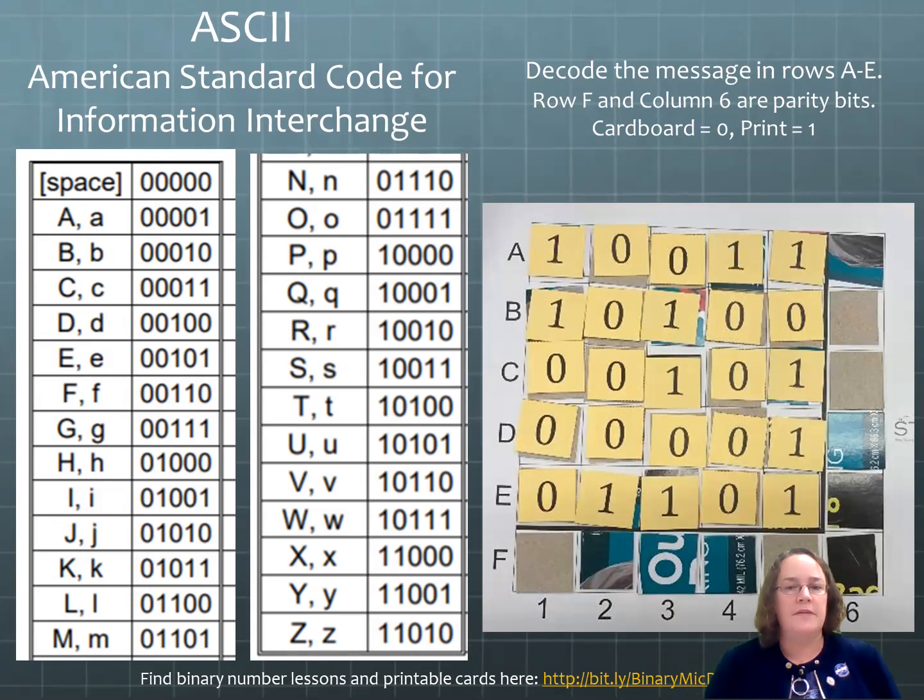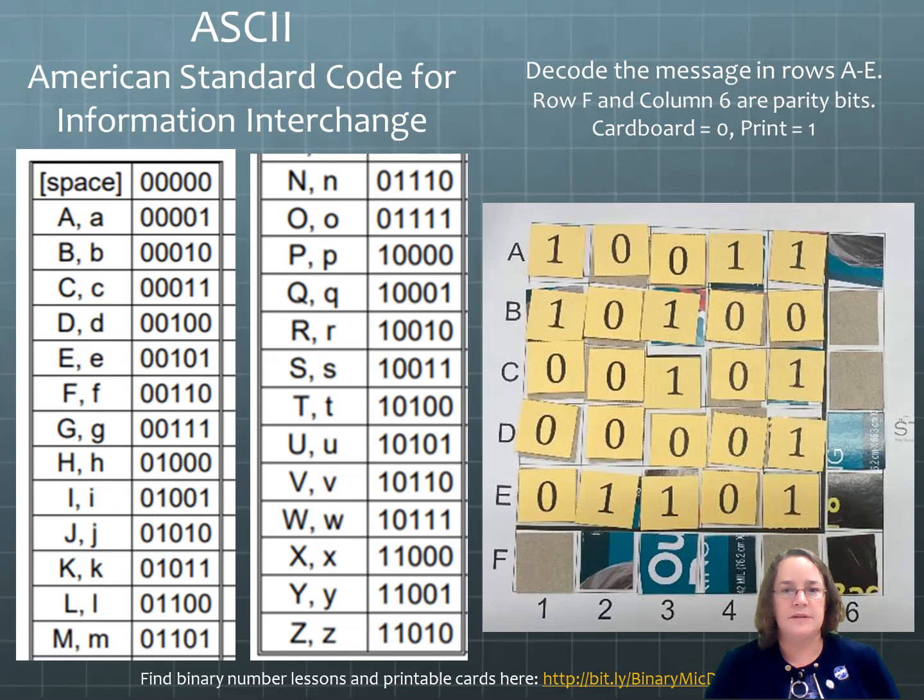So when you're looking at this and decoding it, I'm going to give you just a couple minutes to figure it out. So you're matching up the row A, 1, 0, 0, 1, 1 to the letter that it corresponds to from the ASCII, American Standard Code for Information Interchange. And so that first one is S.